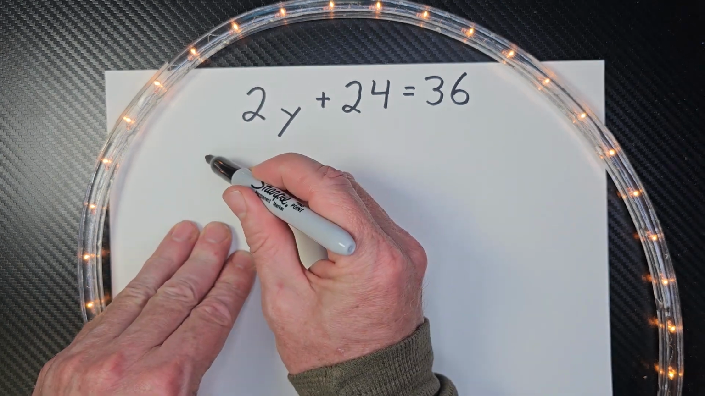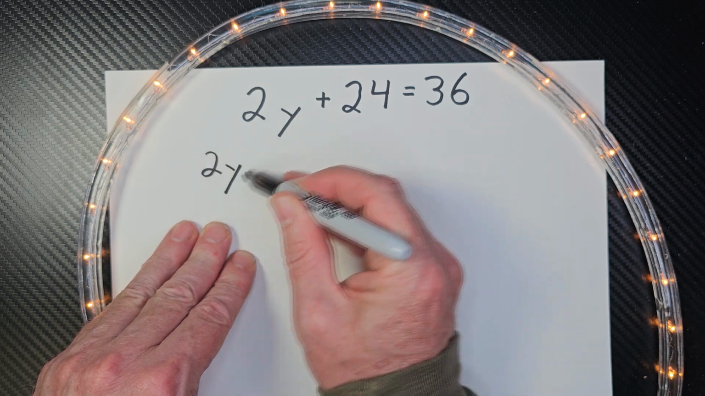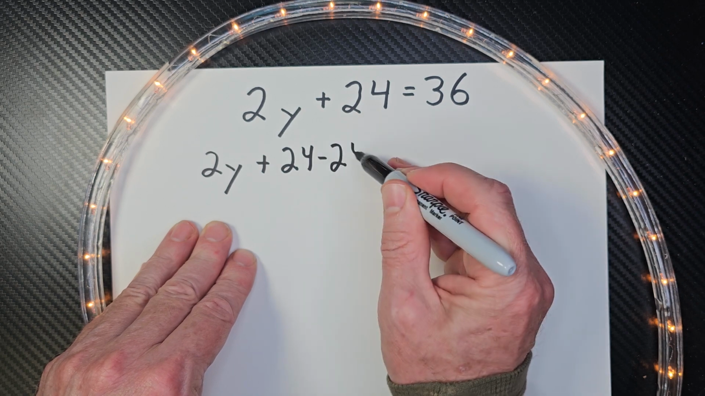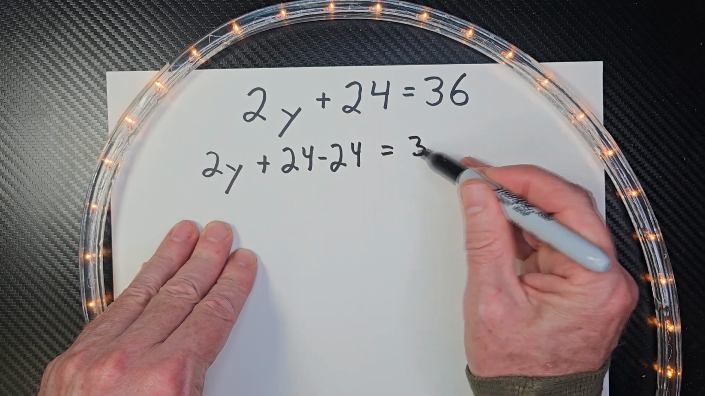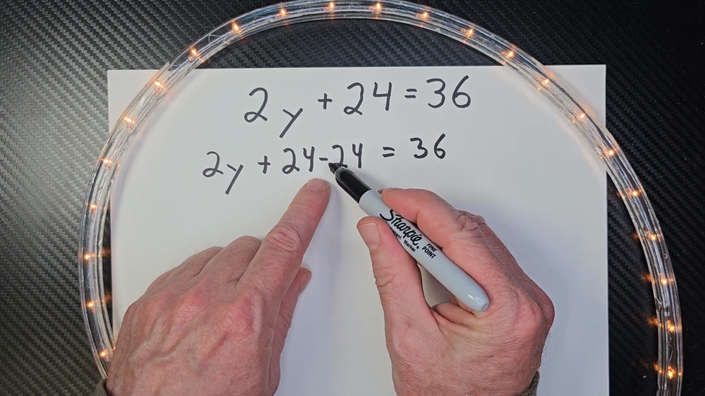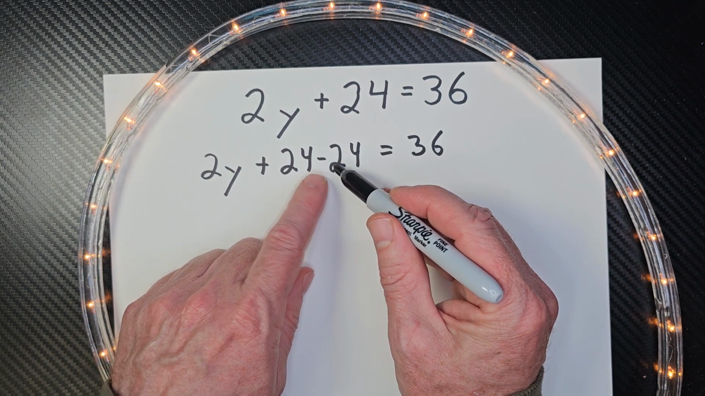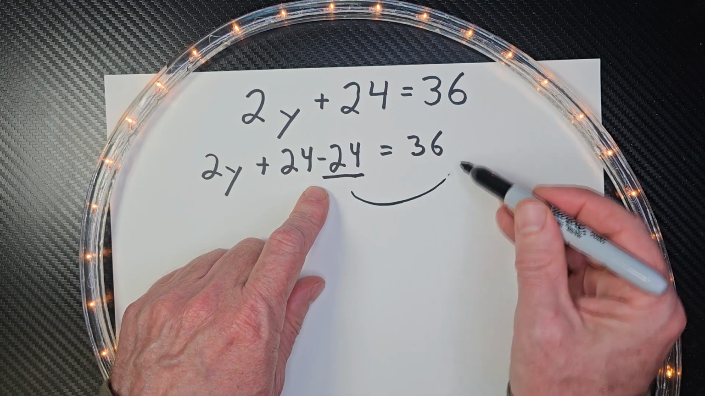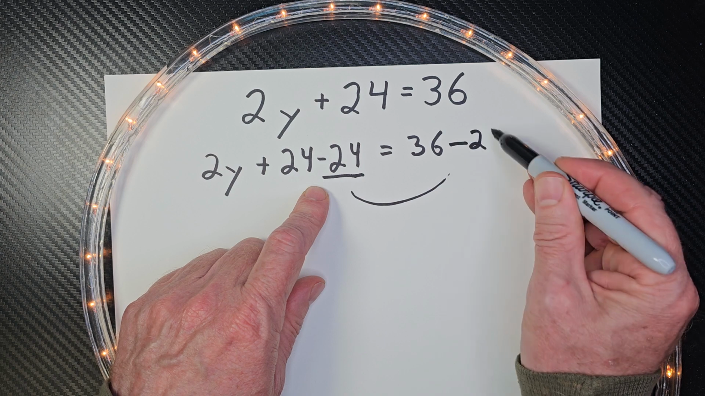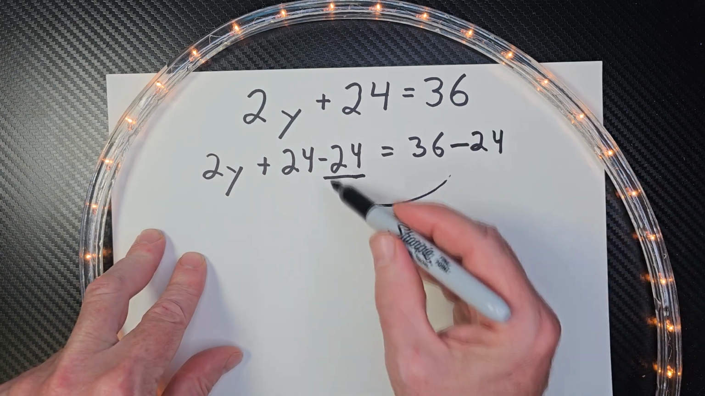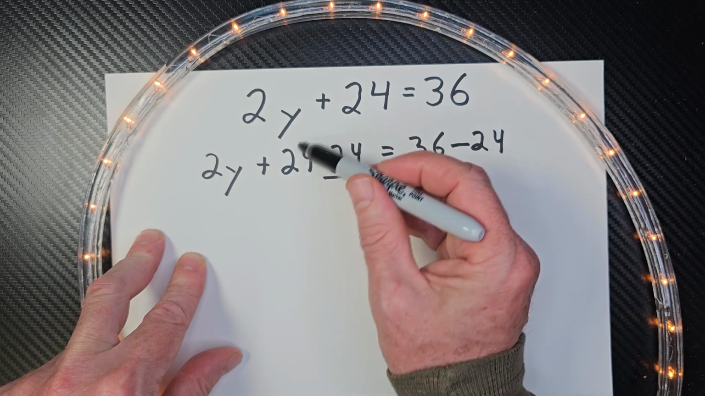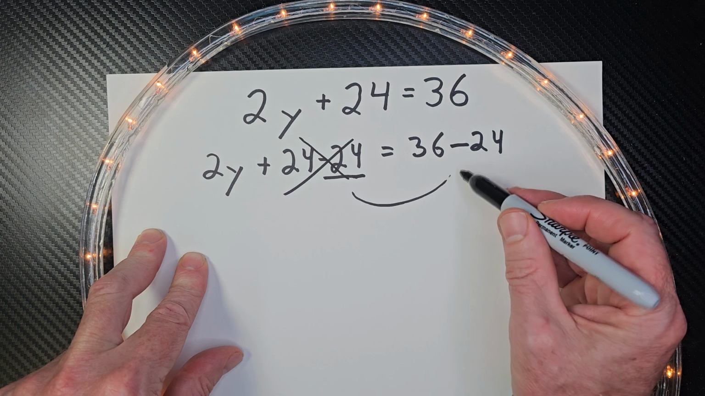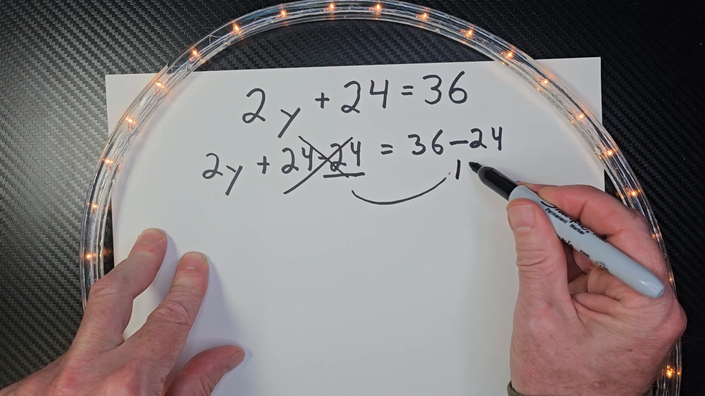So I'm going to go ahead and rewrite this. 2y plus 24 minus 24 equals 36. Now remember, I put the subtraction, minus 24, and whatever I do here, I need to do the same thing over here. So I'm going to subtract that by 24. All right. So then that wipes this part out. 24 minus 24, whoosh, whoosh, and then 36 minus 24 would end up being 12 right here.